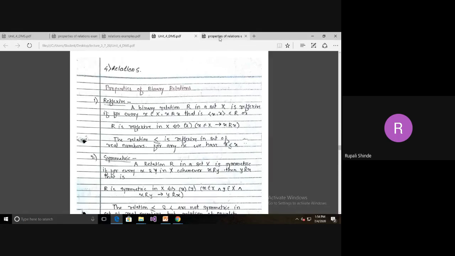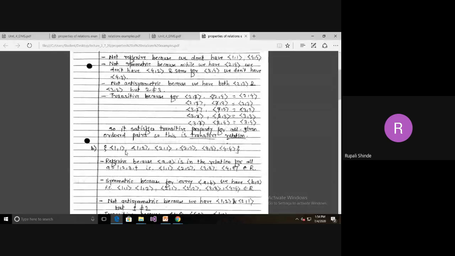Now, consider here, if you check order pair 1, 1, 1, 2. आता 1, 2 हा जर फर्स्ट आपण एक एलिमेंट घेतला तर त्याच्यासाठी रिव्हर्स काय येणार आहे त्या ऑर्डर पेअरचा? 2, 1. Now here for this order pair 1, 2, 2, 1 is present. That's why this relation is a symmetric relation. Okay. Now consider this example.